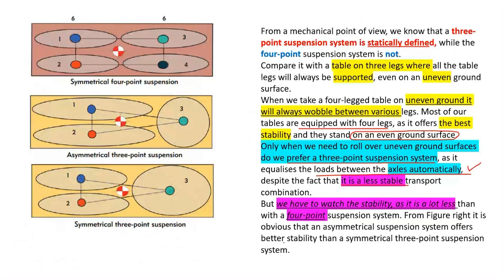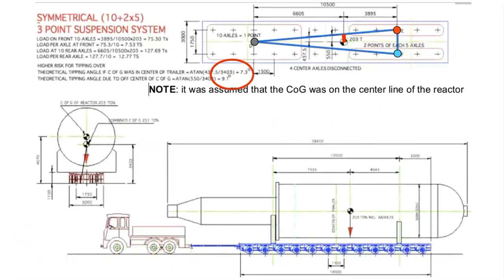Here you can see this is the 3-point symmetrical suspension system. That means here we have 10 axles, and here also 5 axles, here 5 axles, here 5 axles, here also 5 axles. This is group A. Always the front moving row will be group 1, this will be group 2 and group 3, and the moving direction will be like this.